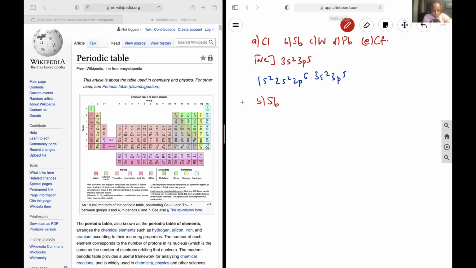Okay, our next one, Sb. Let's find it first. And it's right here. Okay, so the nearest noble gas, of course, is going to be krypton, right here. So you can't go to the one after it, you have to go to the one before it, and that's going to be krypton. We just put the krypton in square brackets, and then you begin counting again. So, Sb is here. It's in the 5th period. So we're going to have 5s2, 4d10, and then 5p3.